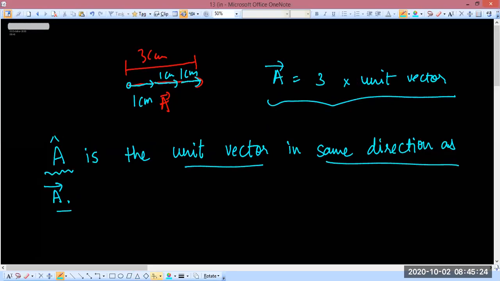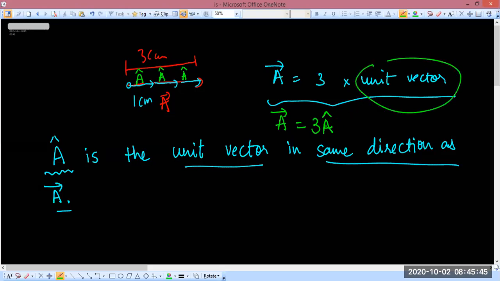So here what we have done is this one single blue arrow is a hat, this another blue arrow is second a hat, this third blue arrow is a hat. So now I can finally write that instead of 3 into unit vector, I can write 3a hat. Okay, instead of 3 into unit vector, I'm putting this value. Let's take one more example.